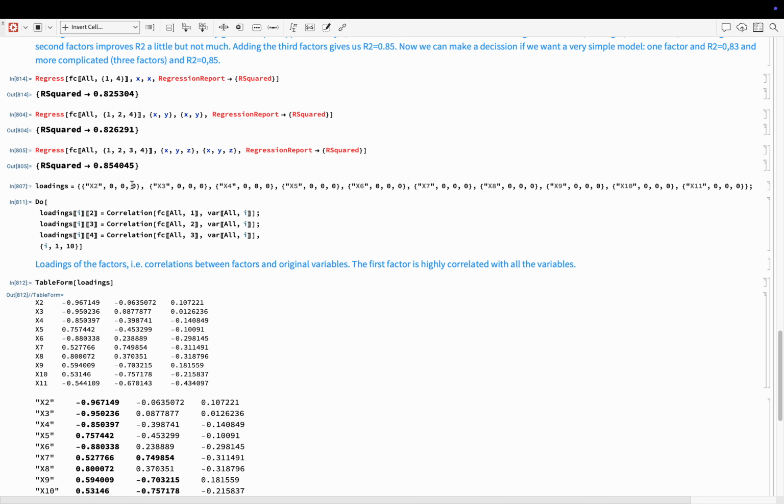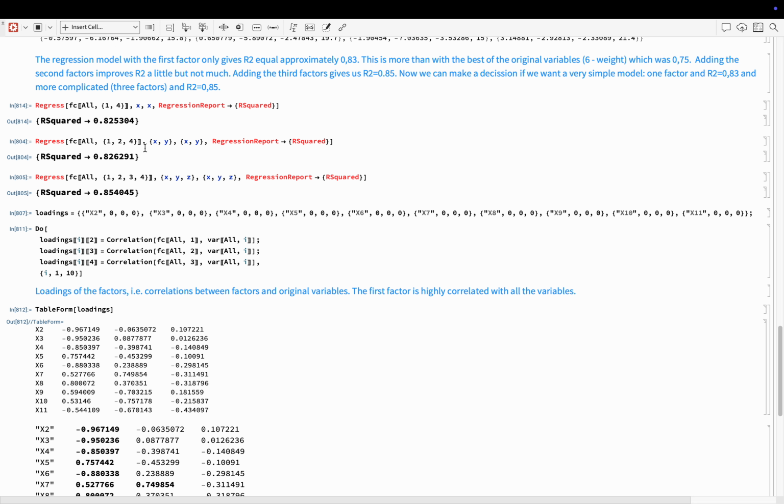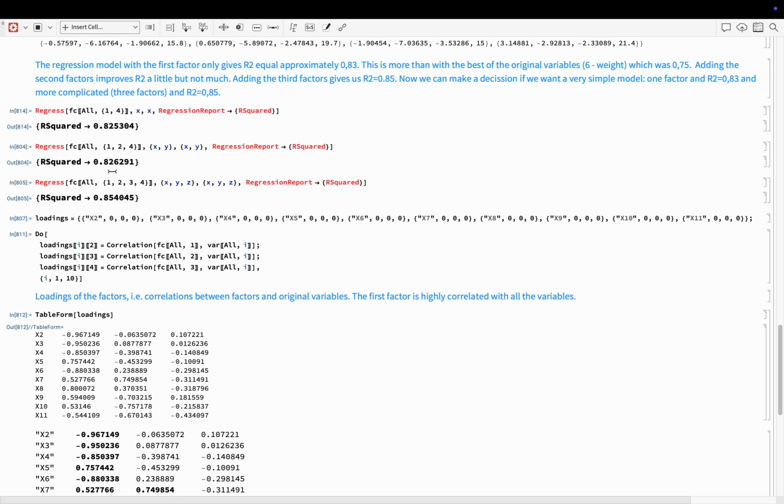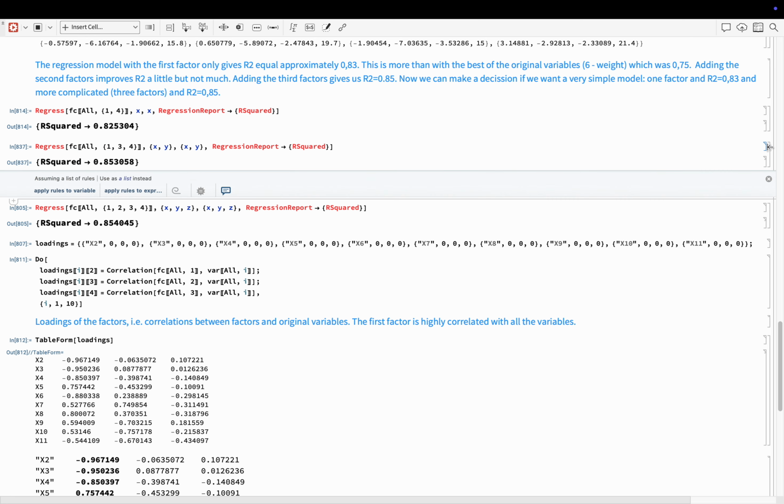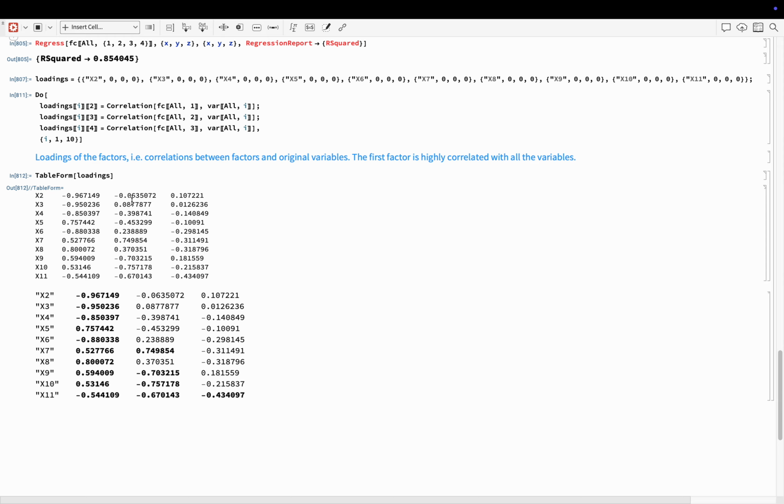We could maybe see what happens if we forget the third, or which one? The second. Yes, the second is not really that great. So let us forget the second. What happens? Yeah, so already 0.853. So we can maybe forget just the second, use the first and the third. Let us look at loadings.